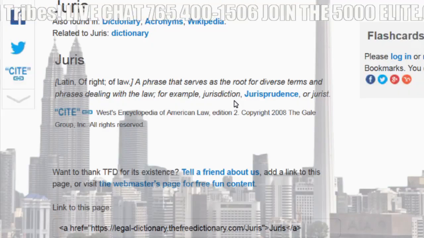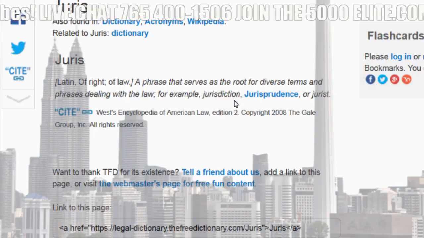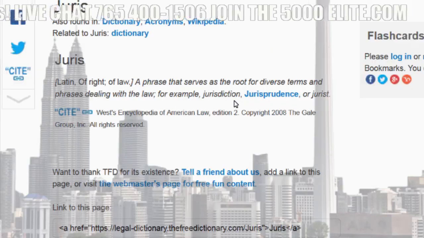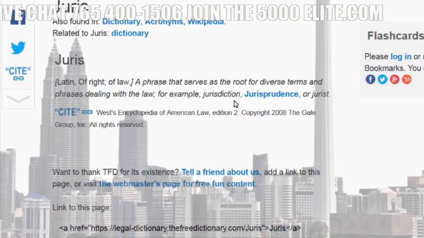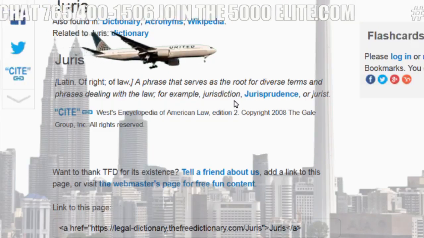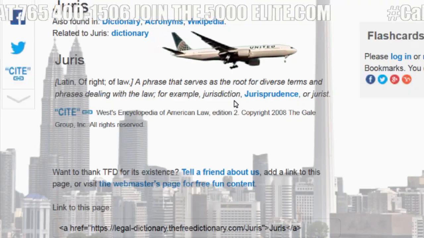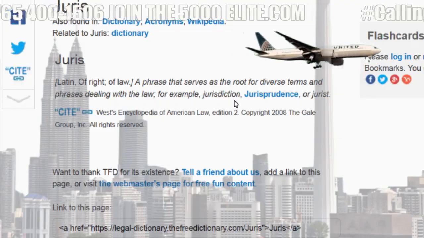Root. See the root. The what? The root of it, for diverse terms and phrases dealing with the law. So it's all about language.